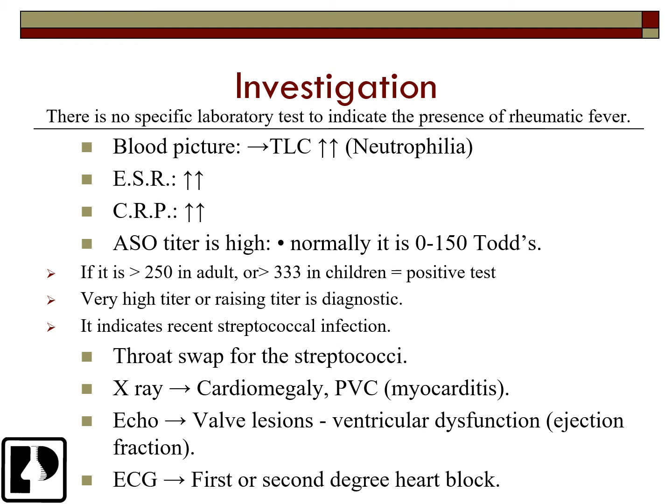Also, the throat swab for streptococci may be positive. X-ray may show the manifestations: cardiomegaly, myocarditis, and pulmonary venous congestion. Echo will show the valve lesion and ventricular dysfunction. On ECG, first and second degree heart block will be seen. Heart block occurs mostly due to inflammation of the myocardium.